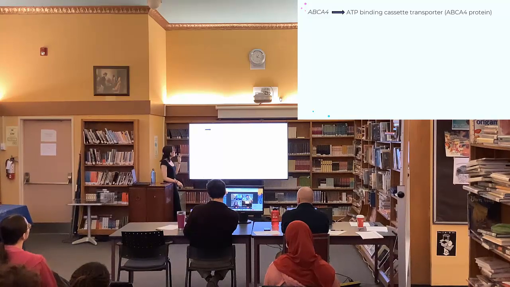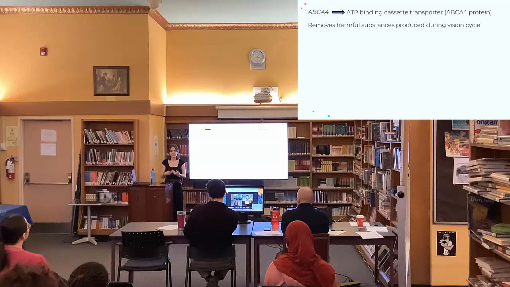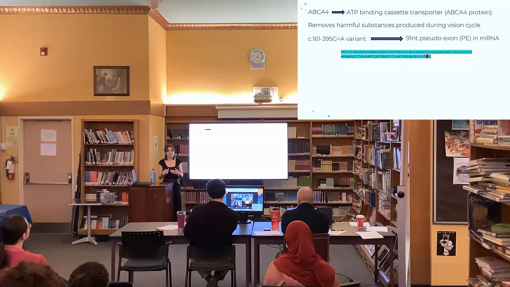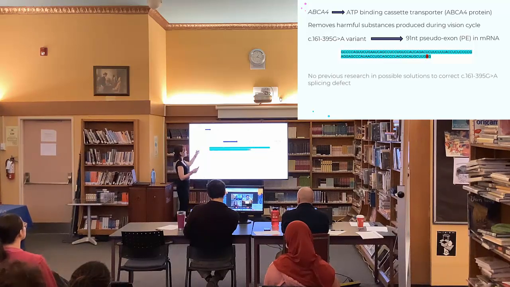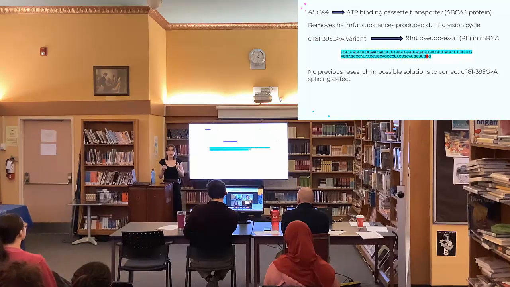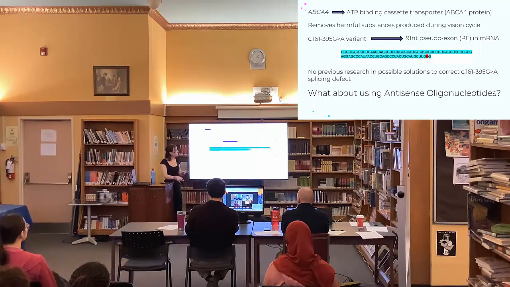So we know that the ABCA4 gene is related to the production of ATP binding cassette transporter. It is a protein in charge of removing harmful substances produced during the vision cycle away from the macula. We know that this variant that was just discovered includes a 91 nucleotide long pseudoexon in our final copy of mRNA that we can see in blue. So this research is going to focus on it, because no previous research has been done on this variant and its effects. And this research is going to fill that gap in the literature.